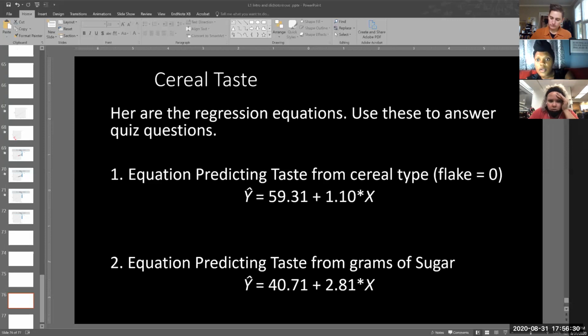For cluster, a cluster would be a 1 because this is dichotomous. So that would just be 0.31 plus the 1.1 because it was times 1. So that'd be the 60.41. The mean difference, or the expected difference, would be the 1.1.